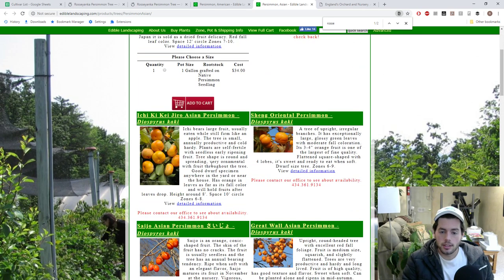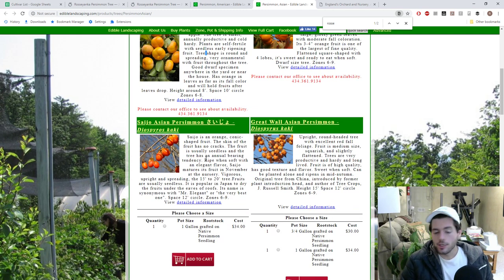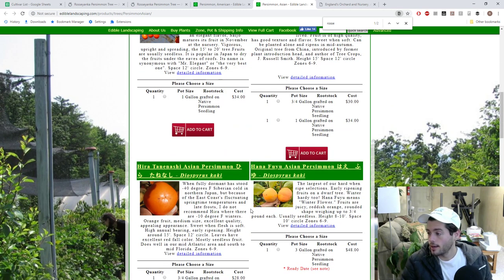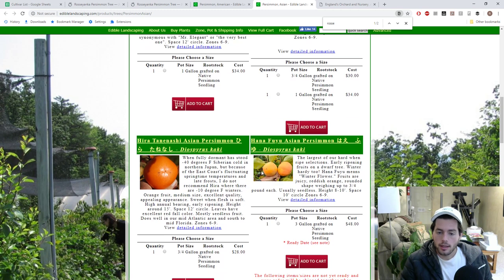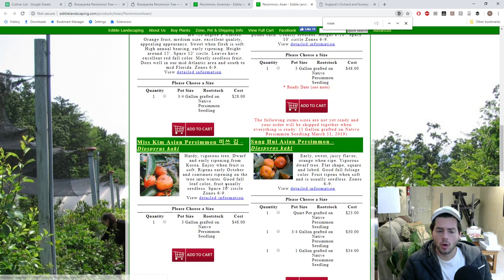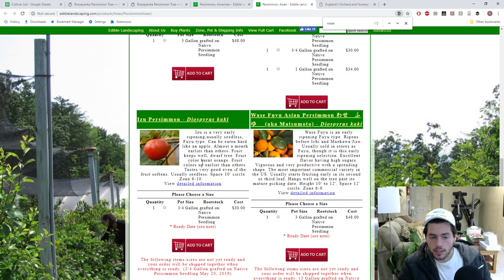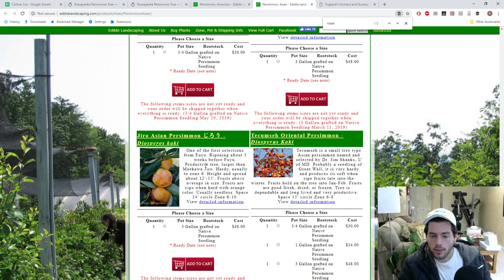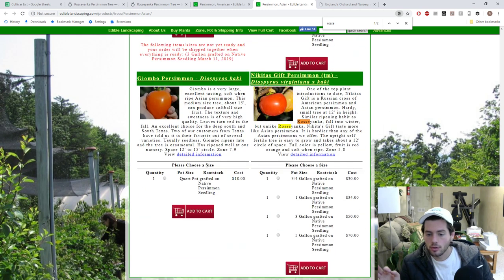Some other ones I'd recommend: Edible Landscaping's Sang Shang is a good one. Seijo is one that I highly recommend. Great Wall is another one that I have. Guang Yang is another one that I have, and that's also quite hardy. Hanafuyu, I believe, is another one. And Edible Landscaping is saying 6 to 9. They've really put in some nice care here. Miss Kim's another one that's definitely hardy. Tam Cam is one. Izu is another one. They are really paying attention, guys, to hardier varieties.